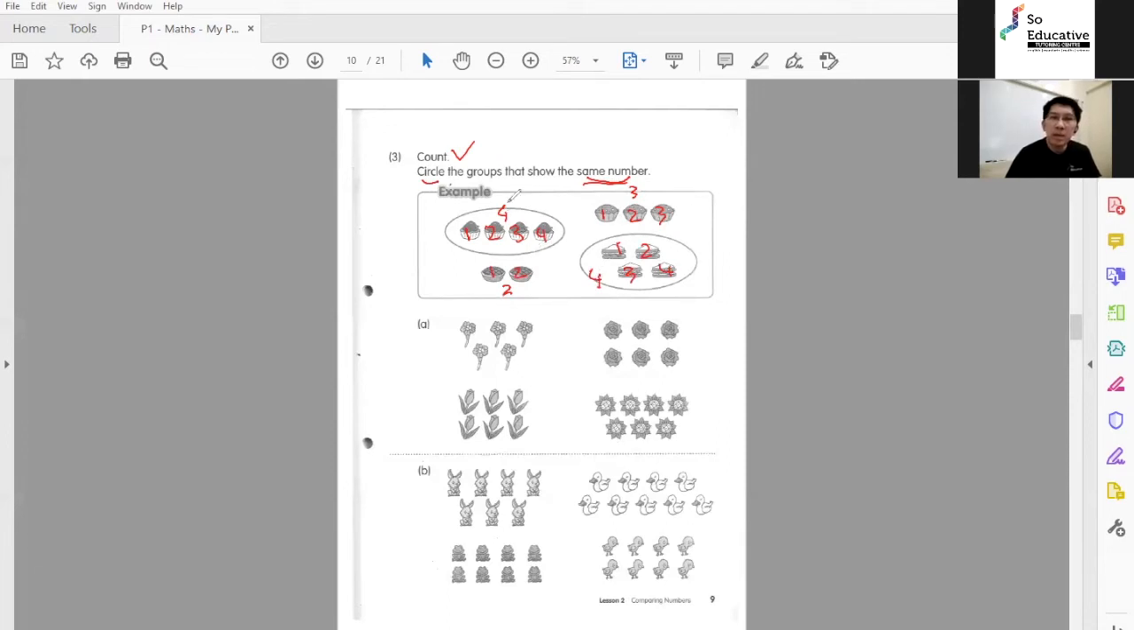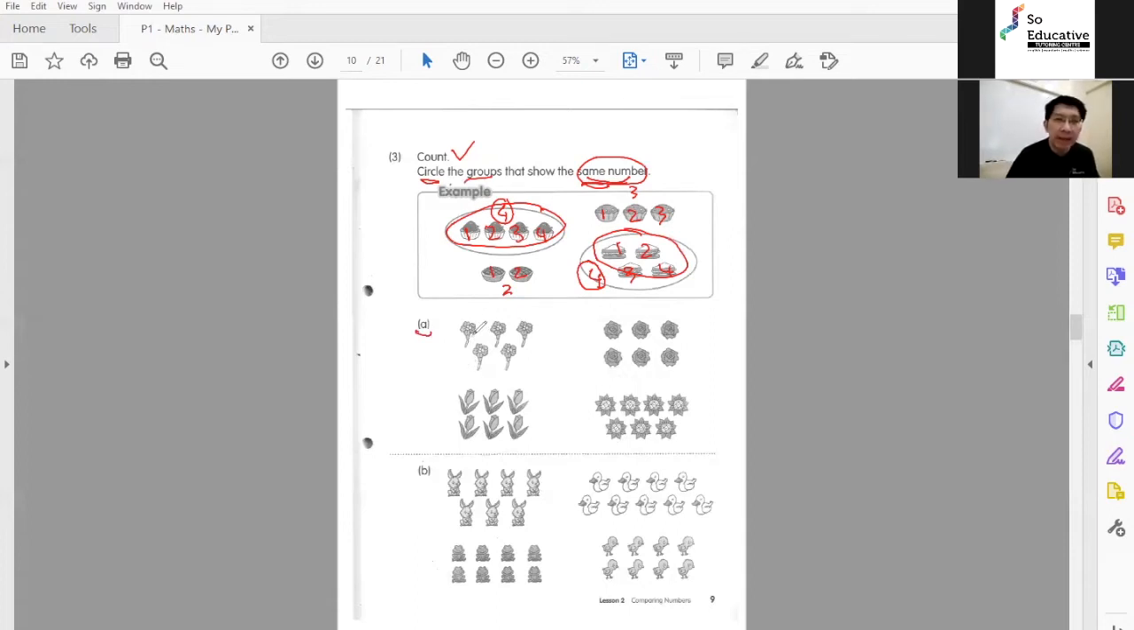Now you see the numbers 4 and 4, they are the same. That's why they circle this and that, because the question is asking us to circle the groups that show the same number. Now let's do 3A together.